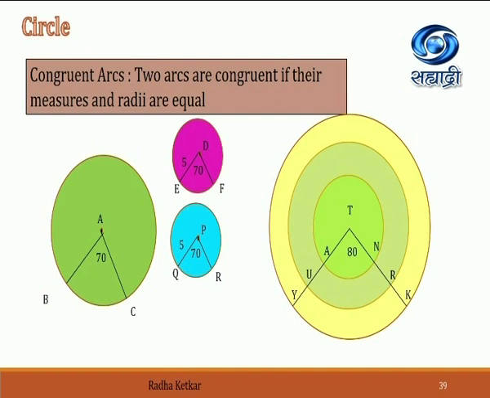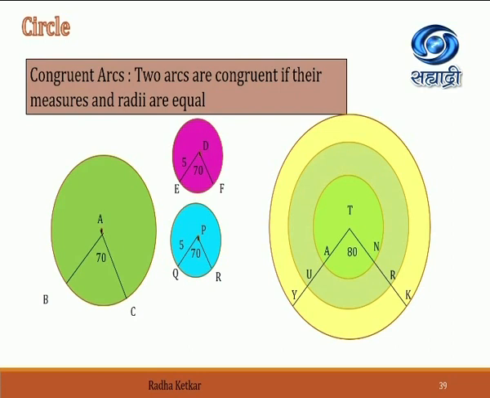And the same is the case with the pink colored circle. You can see EF, and in the blue one, QR. All of them have measures of 70. But when can we call them congruent arcs? Only when their radii are also equal. So we can see for the pink and blue colored circles their radii are equal. Then the arcs are going to be congruent, but that will not be the case with the first circle, because that is a bigger circle having a bigger radius.